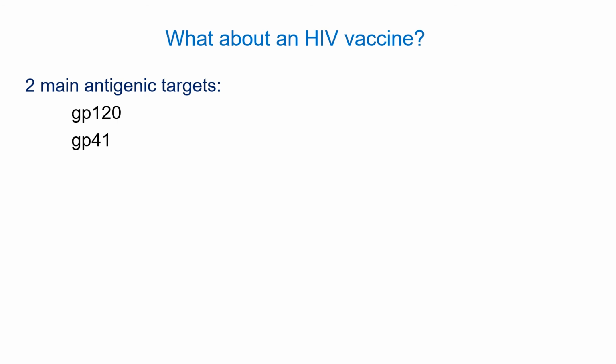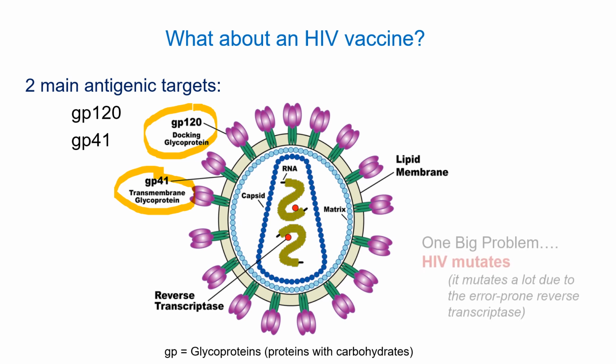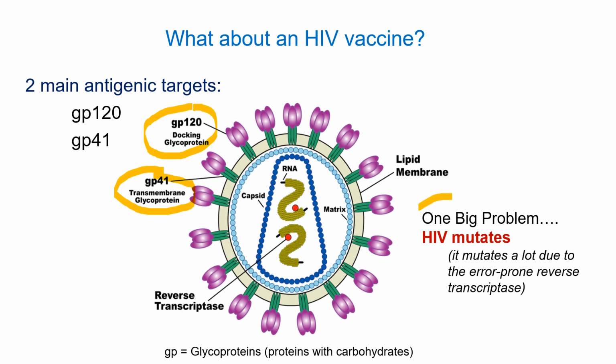So you're also probably wondering, what about an HIV vaccine? So here's the virus again. Remember, we have these glycoproteins on the surface. These are the most likely vaccine targets for the immune system. Again, remember that problem. HIV mutates. This is a big problem.